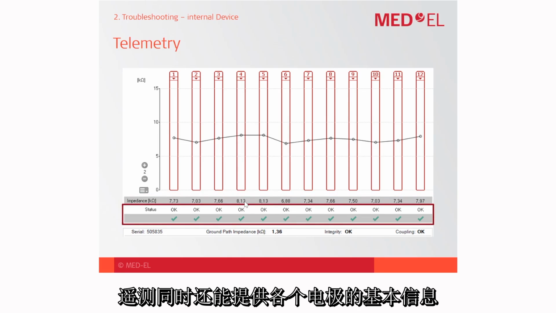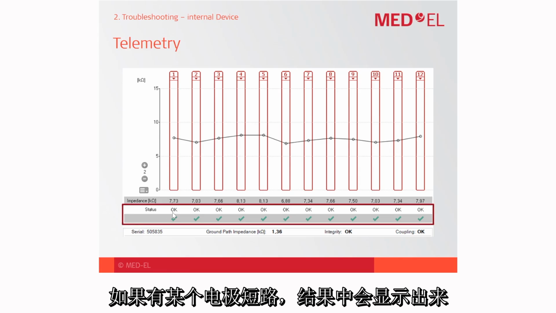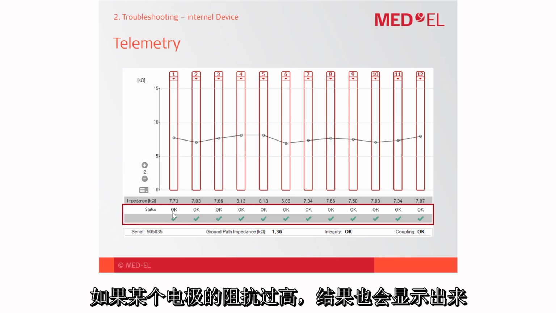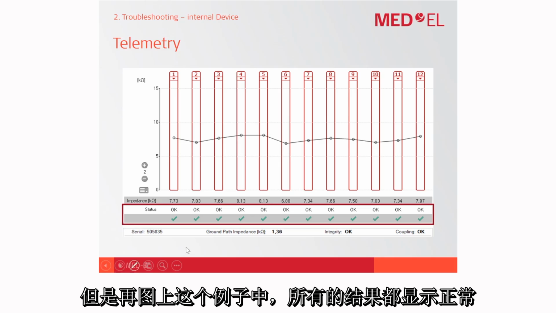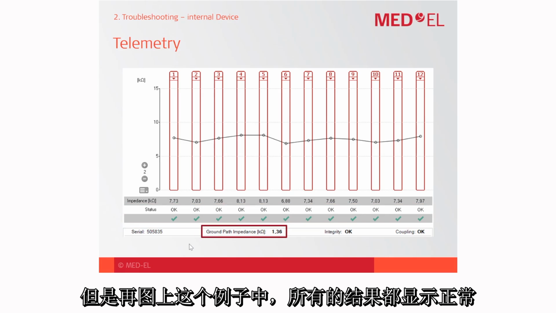The telemetry task also provides you with a status line here showing that the status of each individual electrode is okay. If there is a short circuit, then it would show you SC. If the impedance is high and not within the linearity range of the current source, you would see HI for high. But in this particular example everything is fine and we see that the impedance status is on OK.